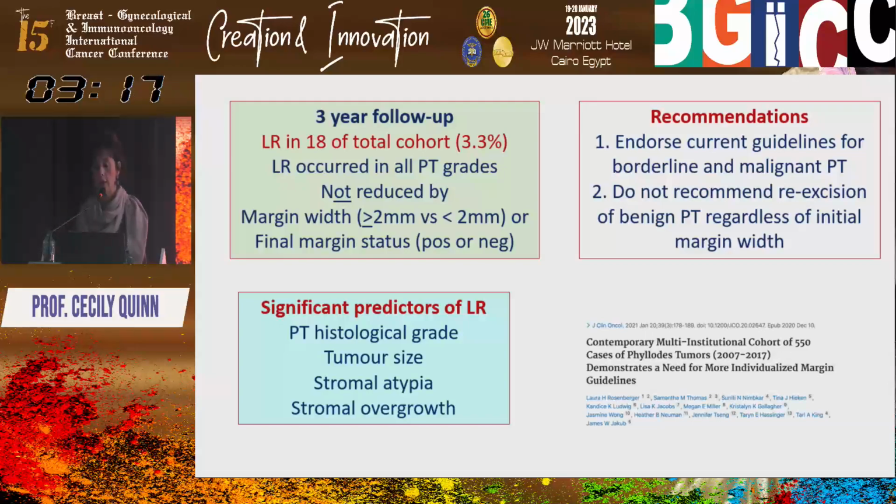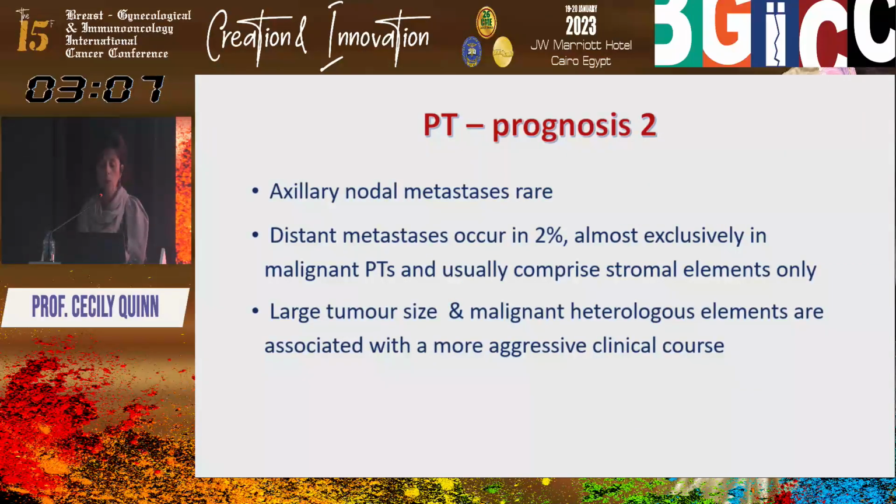And similarly then, if you've got a benign phyllodes tumor on excision, it is reasonable to follow up that patient rather than to re-excise. With regard then to distant metastases, and axillary nodal metastases are rare. Distant metastases usually occur rarely, in about 2% of patients, almost exclusively, as one would expect, in malignant variants, and it usually comprises stromal elements only.